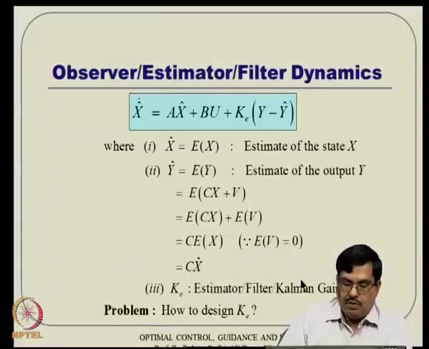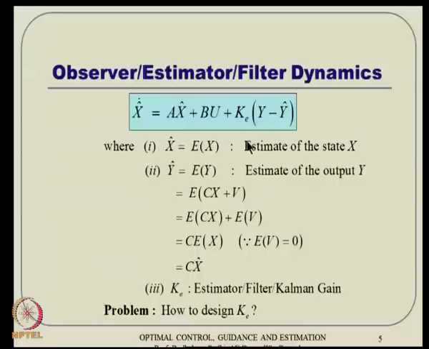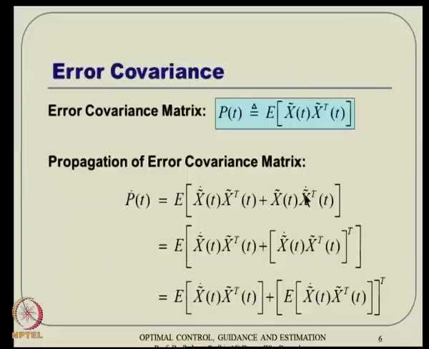So, how did we do that? We had an estimator dynamics which we took in this form: x hat dot = A x hat + B u + K_e (y minus y hat), where x hat was defined as the expected value of x, and y hat turns out to be nothing but C x hat, because the expected value of v is 0. The whole point is how to design this Kalman gain K_e. First, we defined a process P of t, which is nothing but the error covariance matrix.